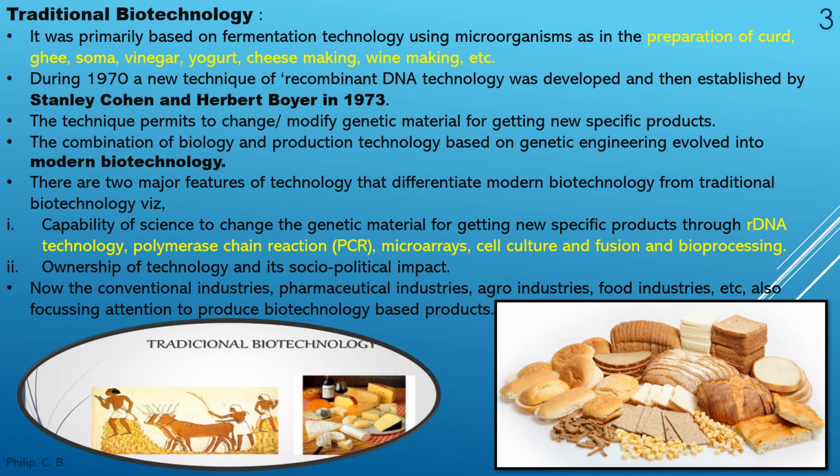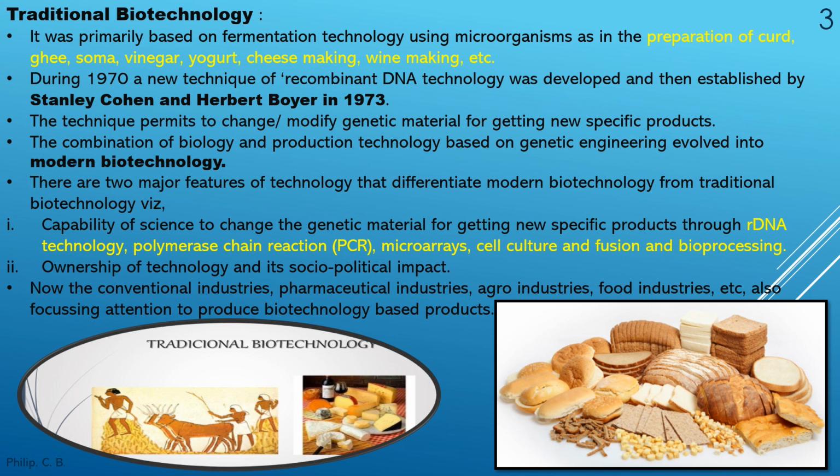The combination of biology and production technology based on genetic engineering evolved in modern biotechnology. There are two major features of technology that differentiate modern biotechnology from the traditional one. So how the modern and the traditional are differentiated, we can put up in two simple points. First, the capability of science to change the genetic material for getting new specific products through rDNA, that is recombinant DNA technology. Polymerase chain reaction is PCR, which we are going to learn in the further slides.